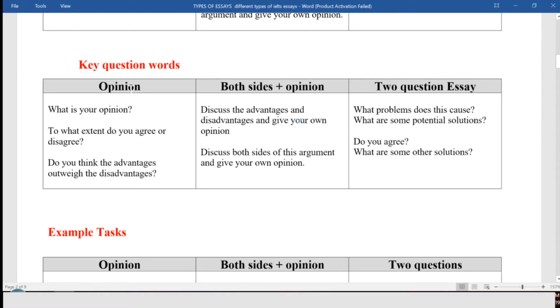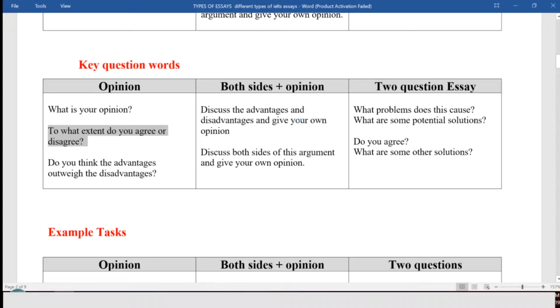Okay, so key question words for an opinion essay. These are some typical questions you're going to see when you take your test, or if you look at past test questions. What is your opinion? You've just asked for your opinion. Do you agree? Do you disagree? Or you might be asked more specifically, to what extent do you agree or disagree?